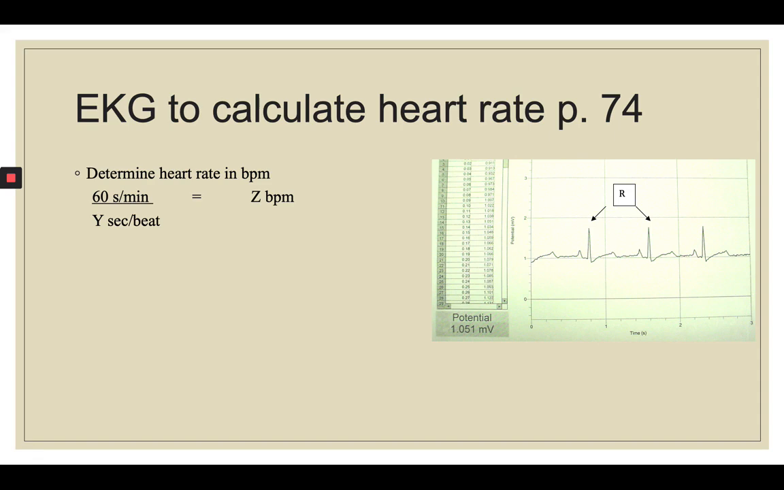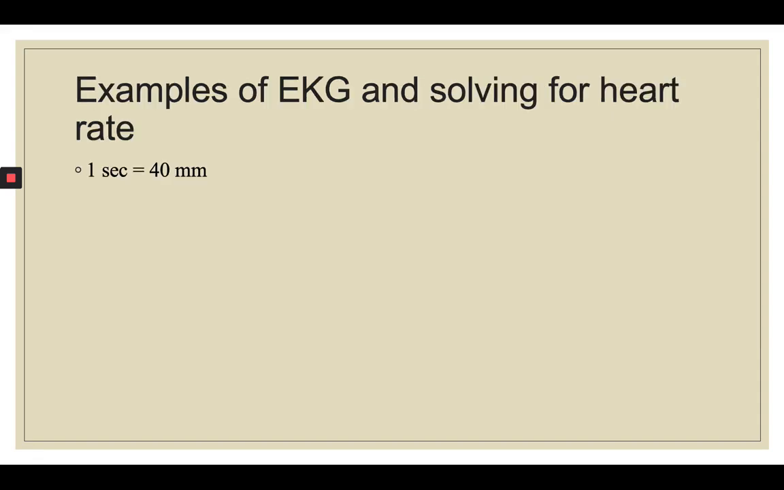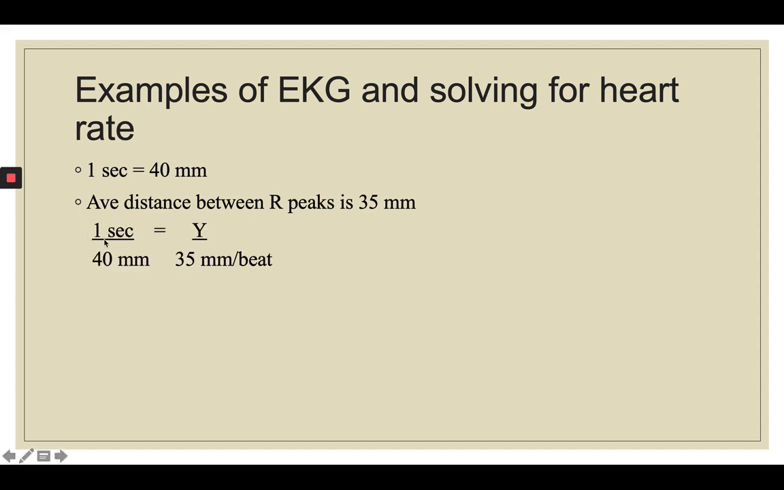So let's walk through an example. So again, 1 second is 40 millimeters. That is constant. We know that all the time. And I already measured the distance between some R peaks for you, and the average distance is 35 millimeters. That is our X millimeters per beat. So I filled in our equation. 1 second over 40 millimeters is equal to Y, which is what we're solving for, over 35 millimeters per beat. What you do then is you cross multiply. So 40y is equal to 35, and then you would divide both by 40 to isolate y. So y is equal to 0.875.